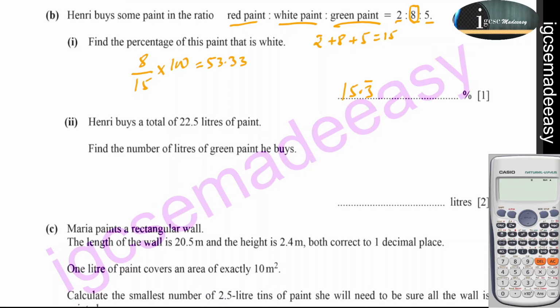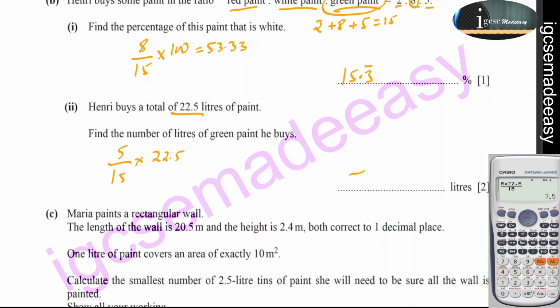Part 2. Henry buys a total of 22.5 liters of paint. Find the number of liters of green paint he buys. The ratio of the green paint is 5. So 5 out of the total ratio, that is 15, times the total value 22.5 will give you the answer. Let's use a calculator. 5 times 22.5 divided by 15 gives you 7.5. So 7.5 liters will be your final answer.